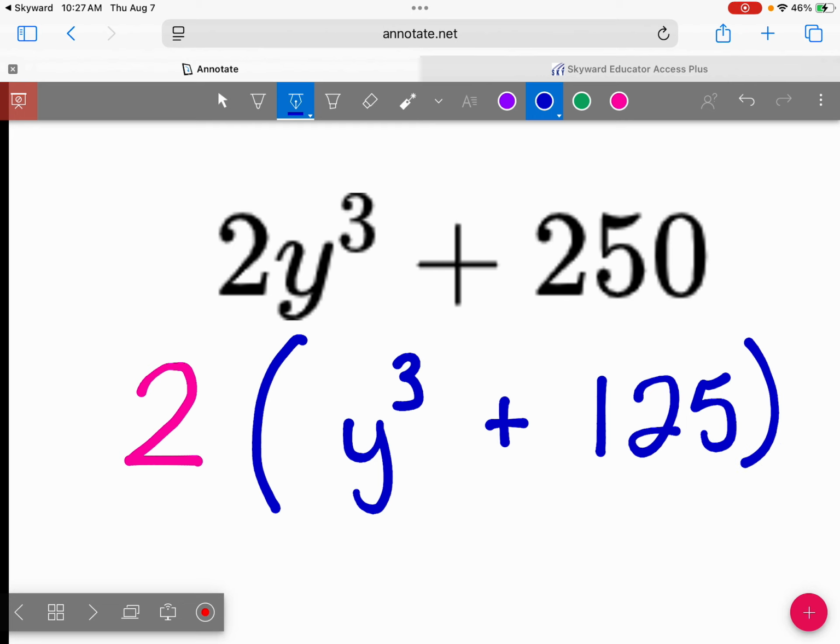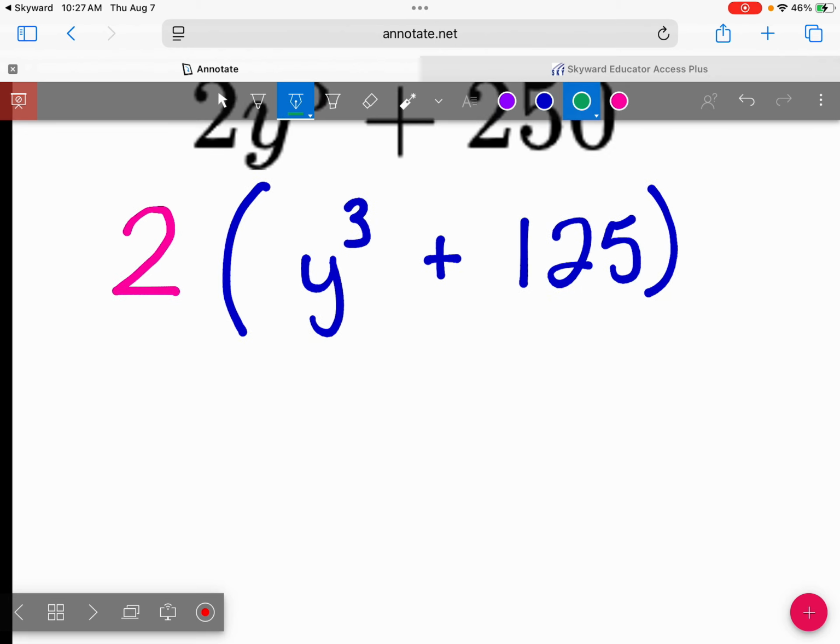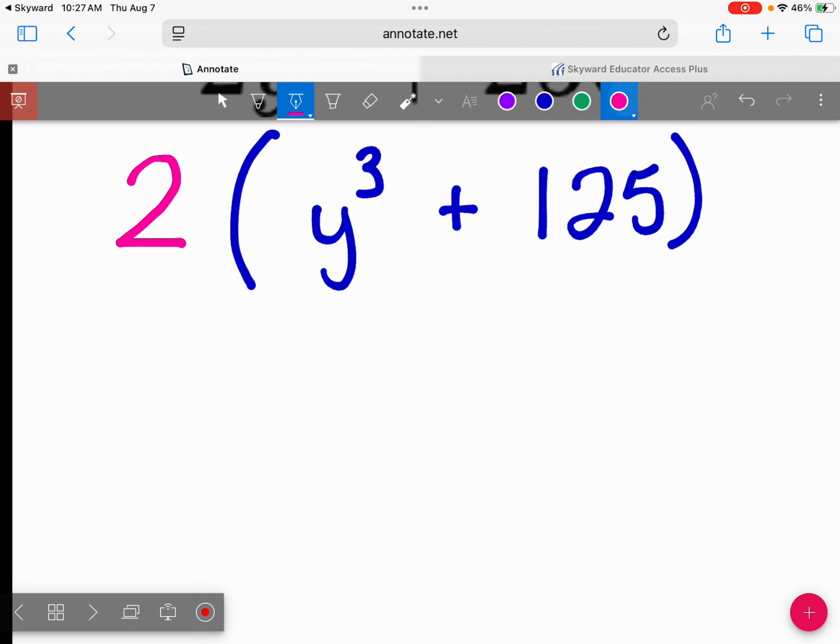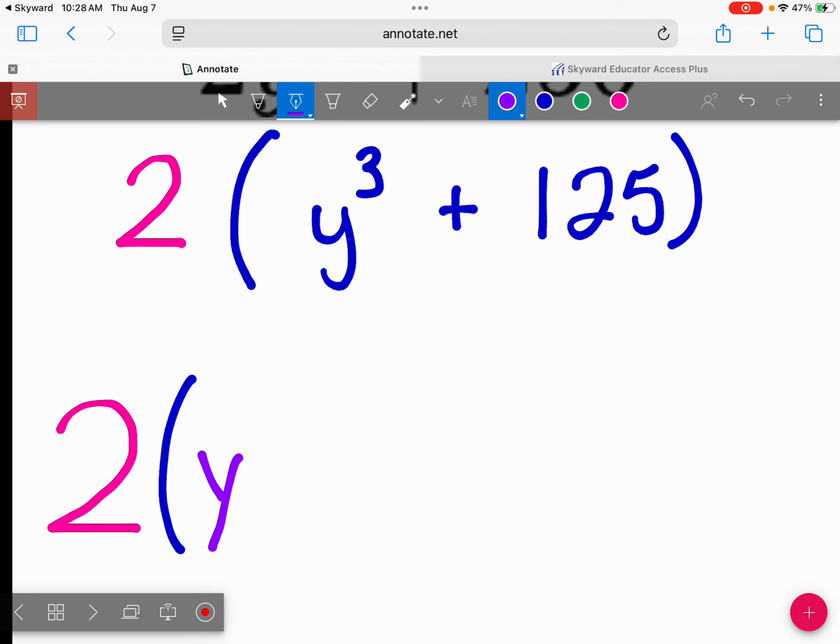Now we have a sum of cubes that we can work with here. Because what cubed gives us 125? 5. So we can come down here and go straight into our pattern. This 2 is just going to kind of sit out in front. We're using our sum formula, so we're going to look at that one. So we know we have a y in the front, and we use our same sign, and we decided that 5 cubed gave us 125. So there's our first factor.